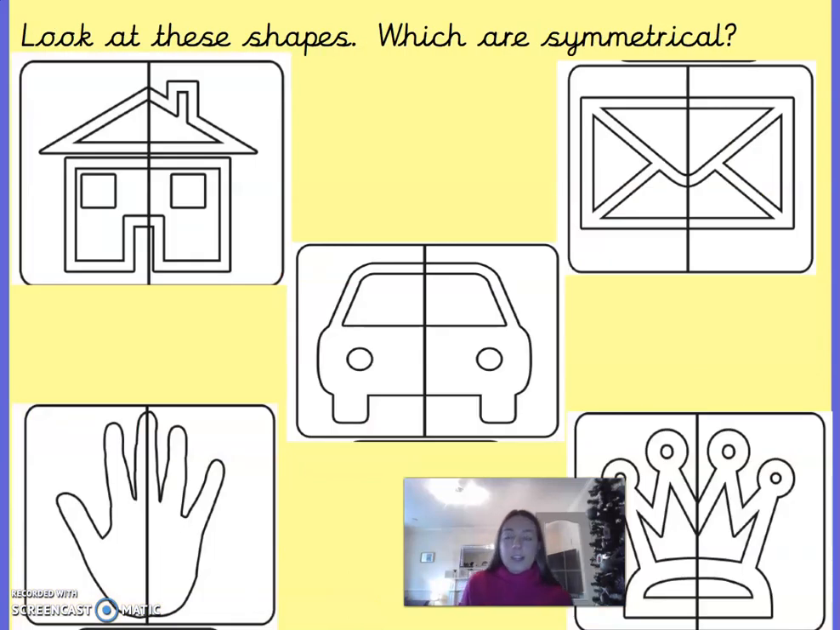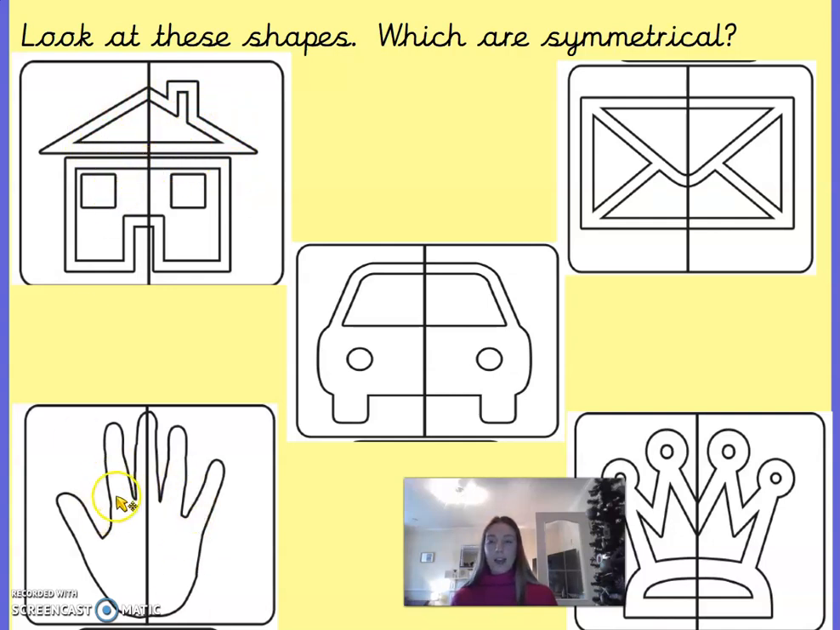Our last question then, it says look at these shapes which are symmetrical. So pause the video and have a look at these shapes which are symmetrical. Okay, let's start looking at the house over here. I can see there's a window on both sides. I can see it's cut halfway down the door. But if I look at the roof, what can I notice that means they are not identical, they're not the same? What can you see? That's on this side, but not this side. I can see the chimney. So the house is not symmetrical because it's not exactly the same on both sides.